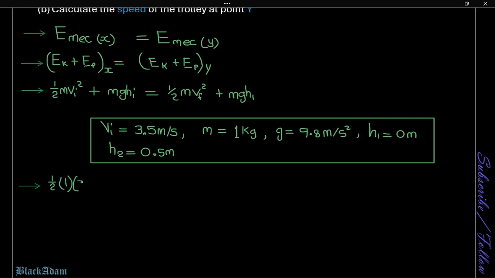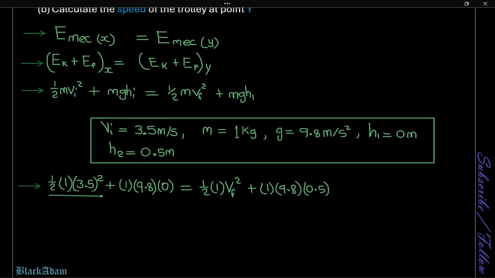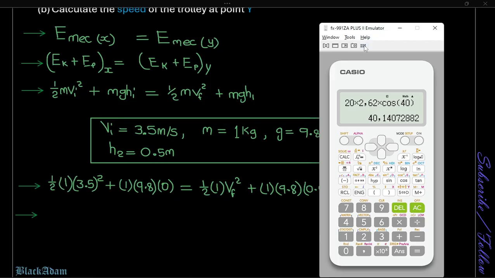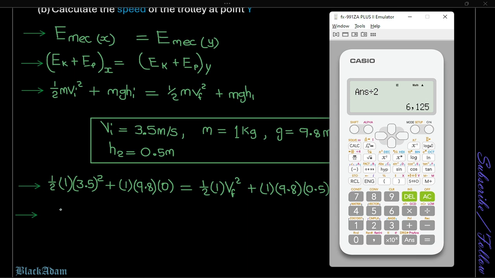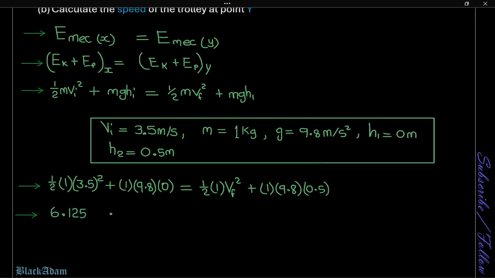So we substitute: half times mass 1, initial velocity 3.5 squared, plus mass 1 times g 9.8 multiplied by initial height 0, equals half times mass 1 times final velocity, which we don't know, plus mass 1 times 9.8 gravitational acceleration times the final height 0.5. Simplifying, 3.5 squared divided by 2 is 6.125. Then 1 times 9.8 times 0 is 0, and then we have half v final squared, plus half of 9.8, which is 4.9.